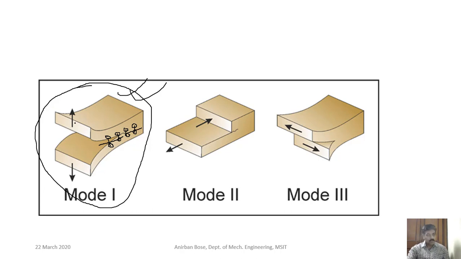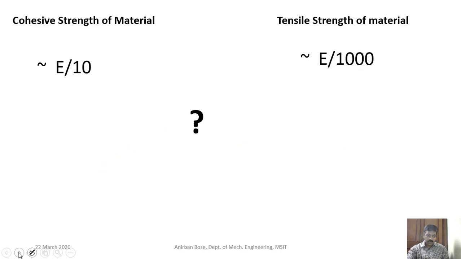So if you apply load, and if the load is sufficient to overcome the bond strength of the atoms along the length of the crack, then only the crack will propagate, right? From the theoretical study, it can be predicted that the cohesive strength is basically the bond strength, the attraction force among the same atoms within the same material. That is in the order of E by 10.